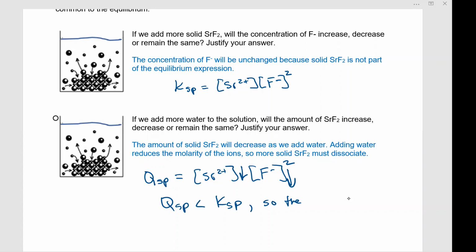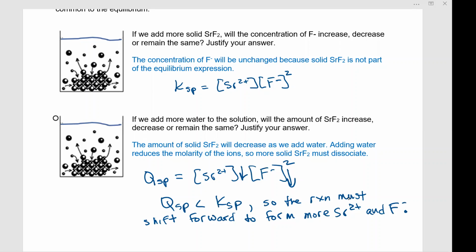So the reaction must shift forward to form more Sr2+ and F-. Okay, so there's your practice on Le Chatelier's principle, applying it to Ksp.